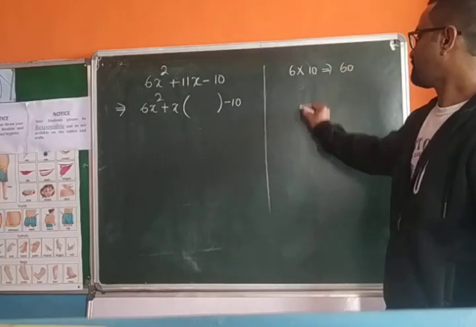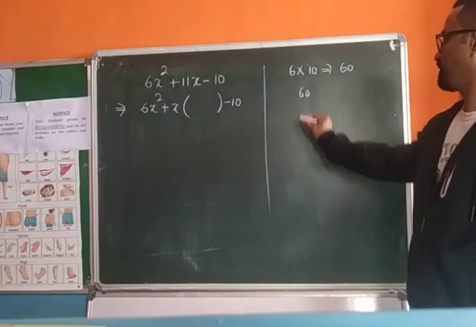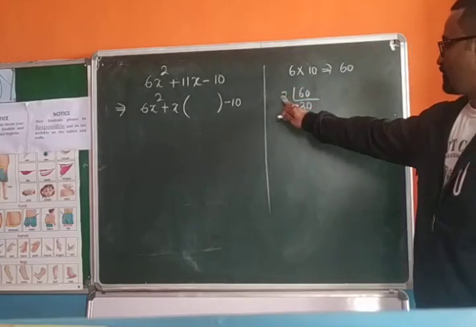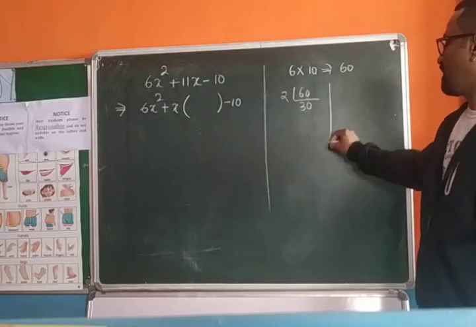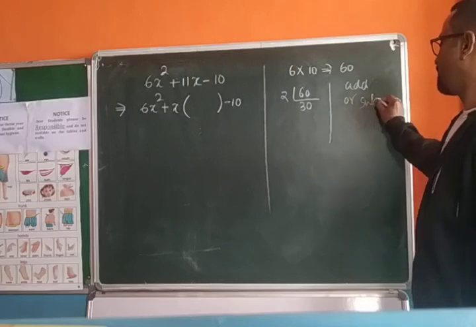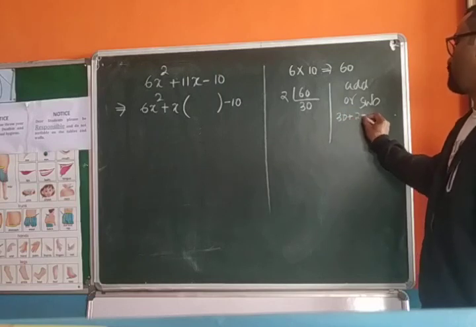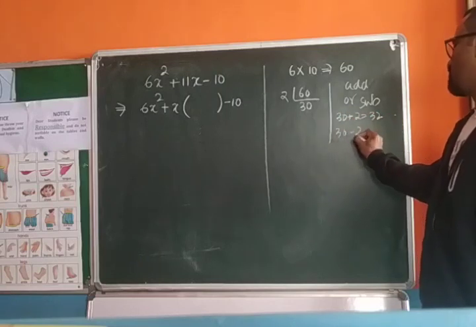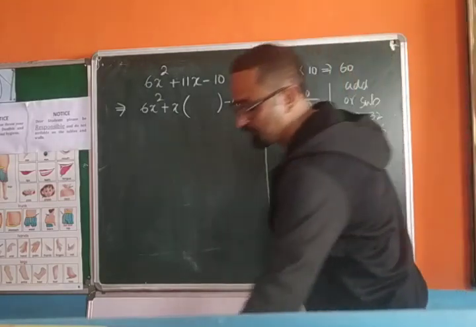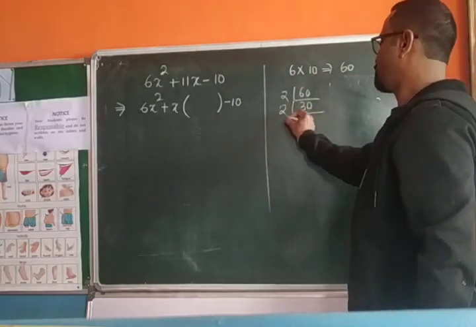60. Find the factors, prime factors, 2 and 30. 2 and 30 by addition or subtraction does not give you 11. It won't give you. 30 plus 2 will give you 32. 30 minus 2 will give you 28. So these two cannot be arranged. You go for the second prime factor, 2 and 5 tens.